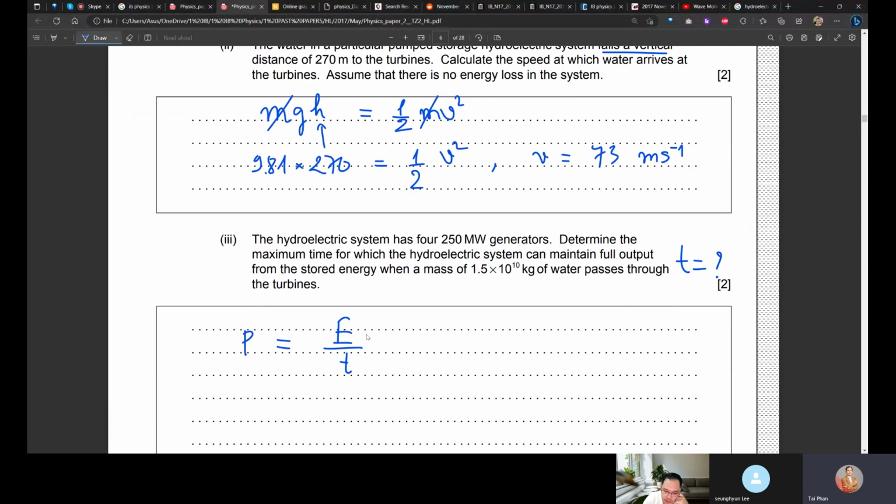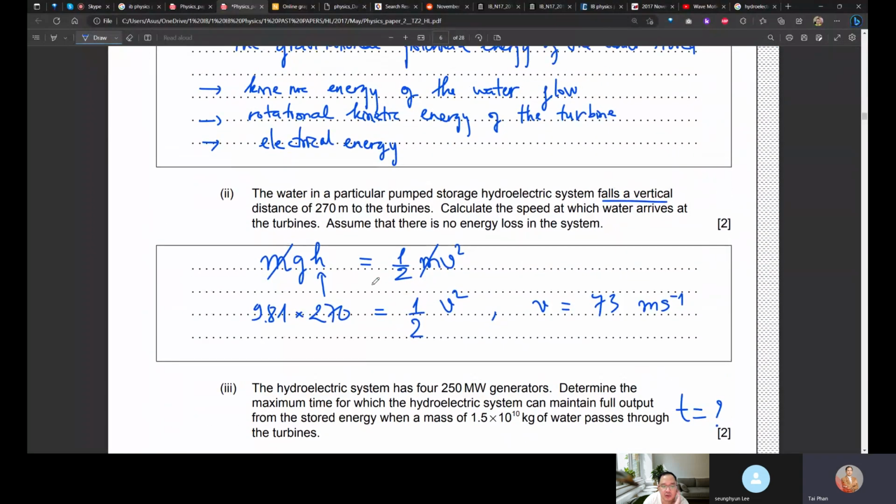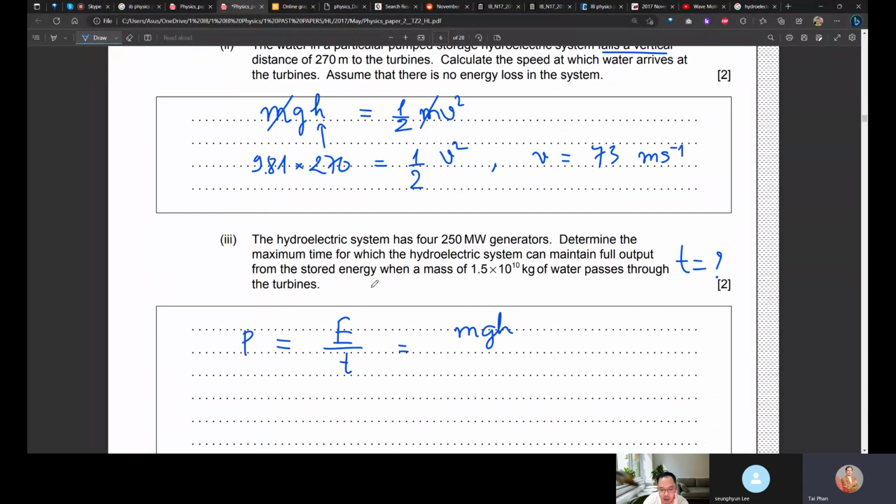Full power, the mass through the turbine. This energy must be equal to the initial original source of energy, which is gravitational potential energy, mgh. We can use the distance 270, or use that speed. Yeah, I think we can use the speed given there: 1/2 mv squared, or mgh, and then divide by the time. Just write the formula first and then the values later.